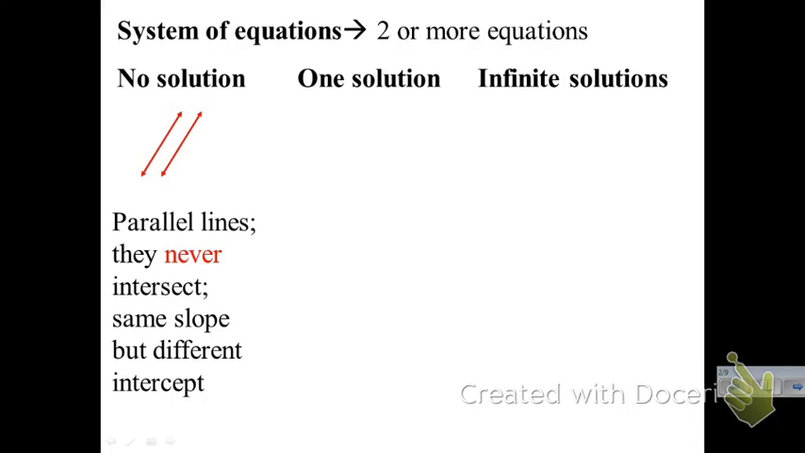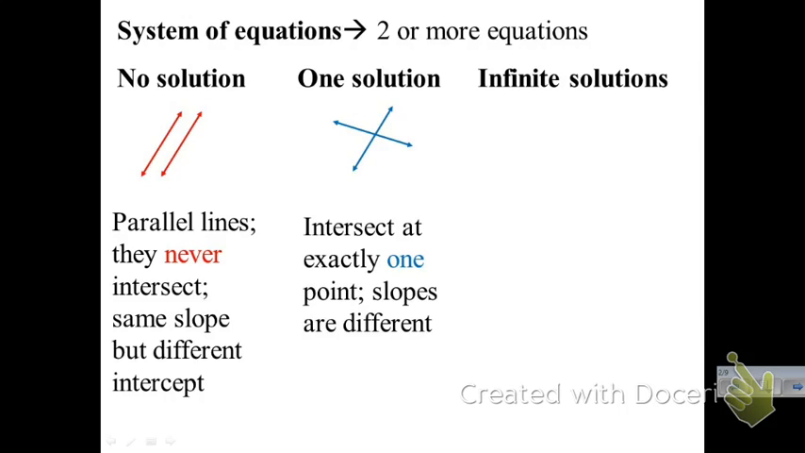Okay, a system of equations means that you have two or more equations. No solution means that the lines are parallel, they'll never intersect, they have the same slope but different intercepts. So when you find out if you have a no solution, it means those lines are parallel. One solution means that your two lines will intersect at some point. You're looking for that one point.